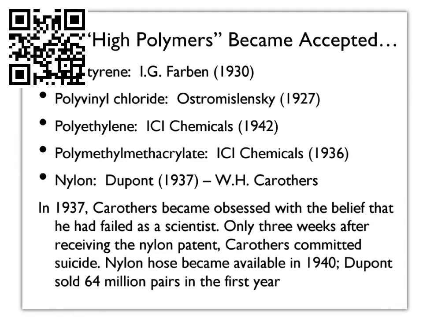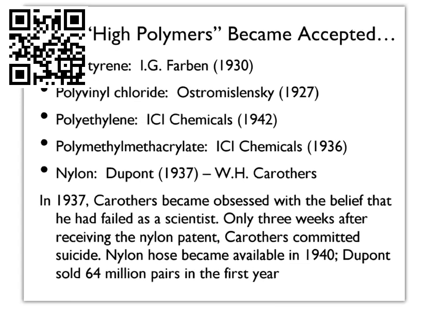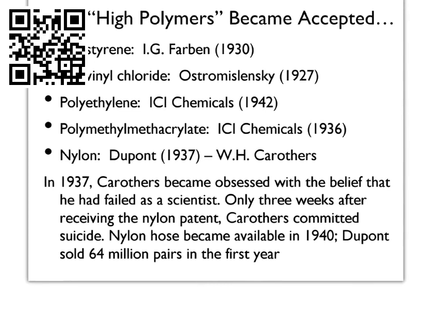And one example that showed you how quickly things were going: Carruthers developed the nylon in the confines of the DuPont laboratories in 1937, and he then became obsessed. He felt he failed as a scientist and so forth, and he eventually killed himself right after receiving the patent. And then DuPont itself sold 64 million pairs of nylon in the first year that it became available. So 3 years after he killed himself, this huge moneymaker for DuPont came about. So it's interesting how your perspectives can become a little bit skewed.